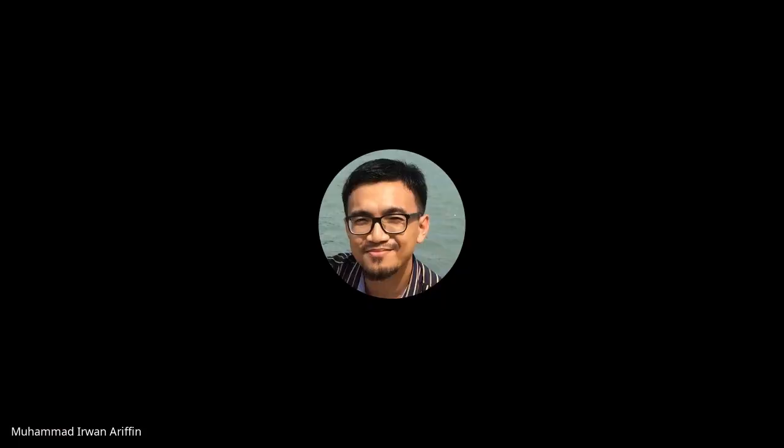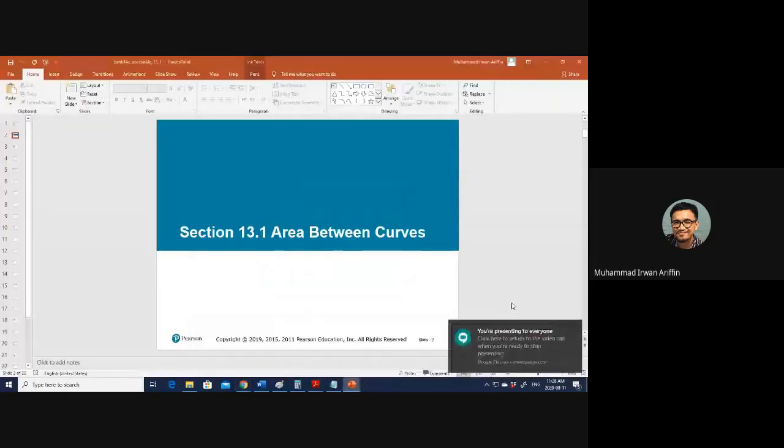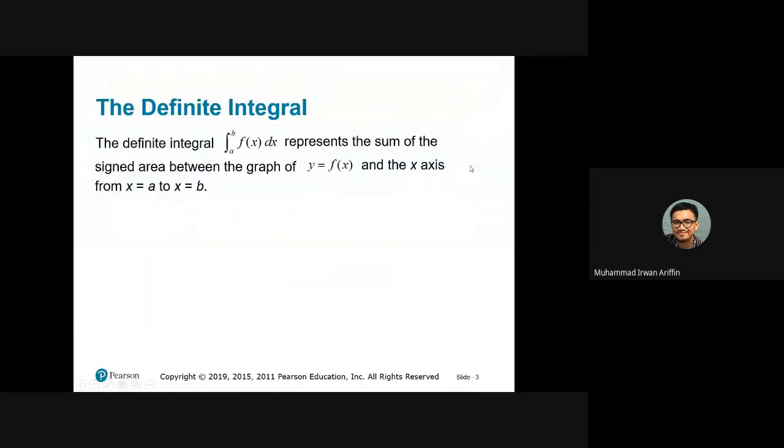So what we're going to do in this video is to apply the concept of definite integrals as the way to find the area under the curve. Okay, so let me get the slides on. So, area between the curves.